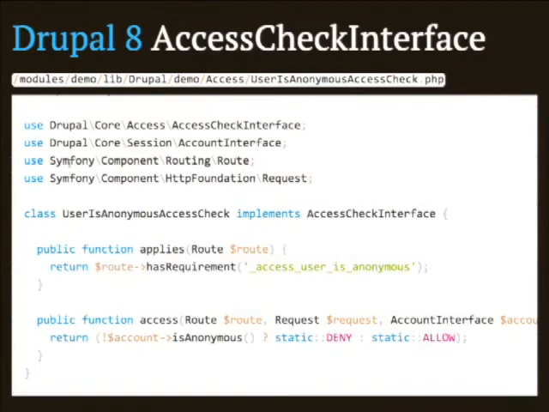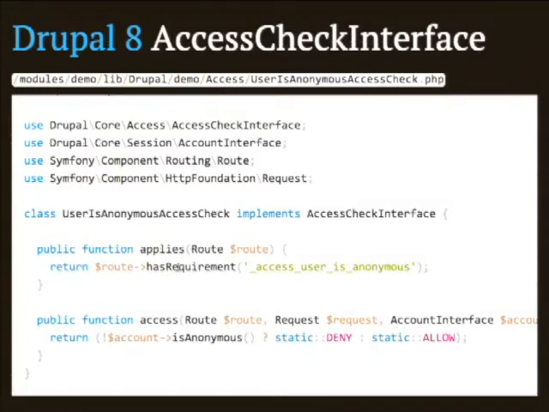The current session is provided through this service, and we're able to actually say, okay, there are a couple of methods that we have to implement with the AccessCheckInterface. And in this case, one of them is applies. And this applies to the route, so the current route. The route gets passed in. And by having this function in place, we're basically saying, route has requirement, access user is anonymous.